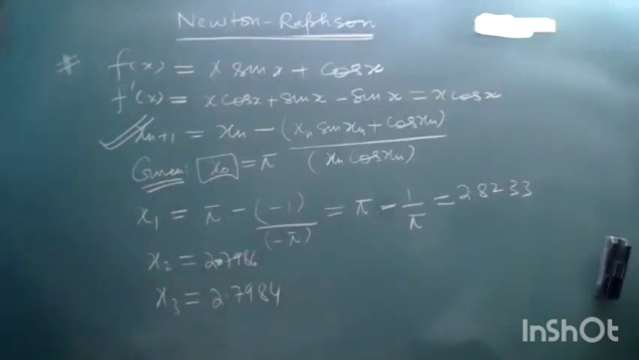And belonging to the advanced part, they ask it most of the time in 5 marks. So this was Newton Raphson's method, and I hope this is clear to you all. And now I will move towards the interpolation method. Okay.